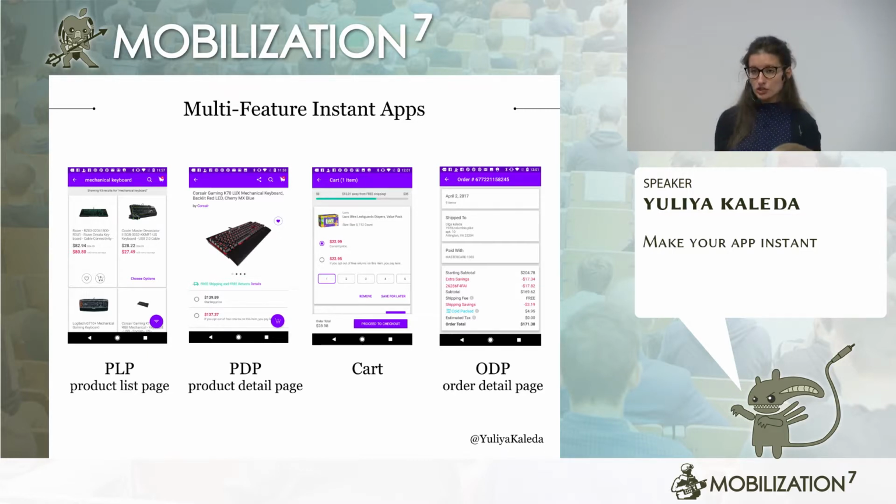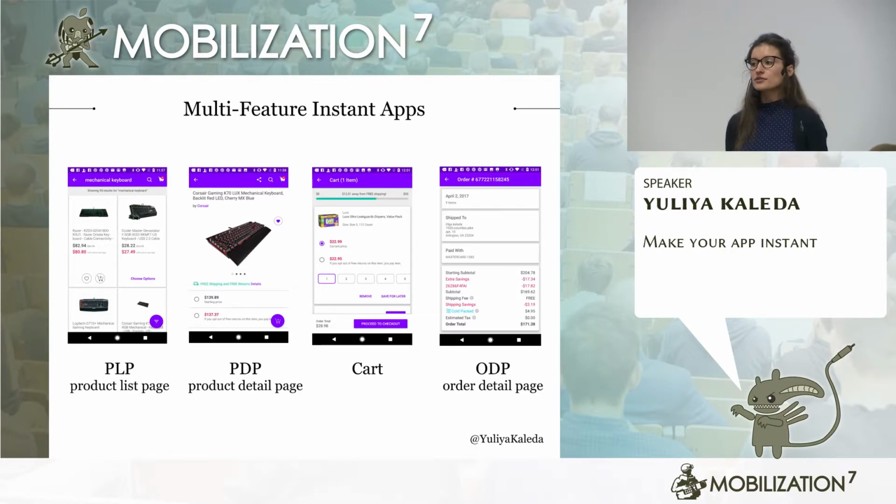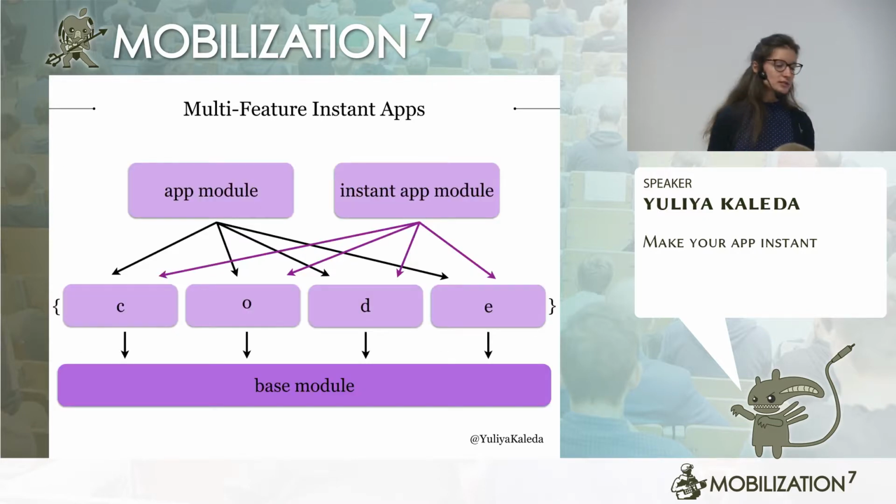There is a cart page, right, or cart module responsible for the checkout process. And there is an order detail page, which is responsible for summing up the most recently placed order. So as you can see, these are all independent features. They have their own responsibility, and so they will be packaged independently into our feature modules.